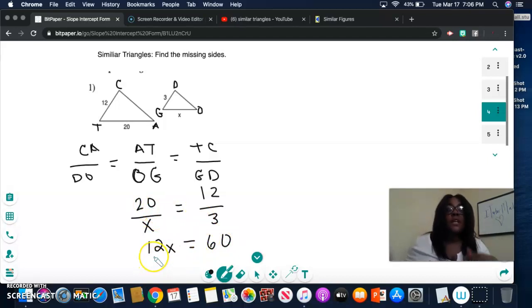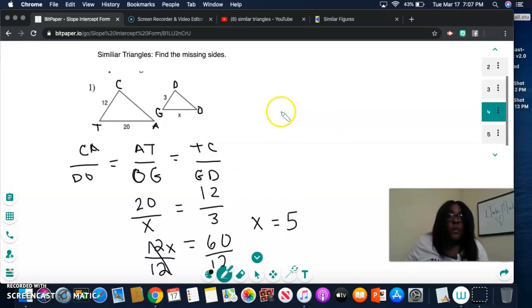So now we're down to a basic one-step equation. That's why I always tell my kids, this information builds on top of each other. This is a one-step equation that we should already know how to solve, but if not, let's do it quickly. 12 times X represents multiplication, and the inverse of multiplication is division. So we're going to divide only by the coefficient, which is 12, on both sides, which gives us X is equal to 5. So here X is equal to 5.